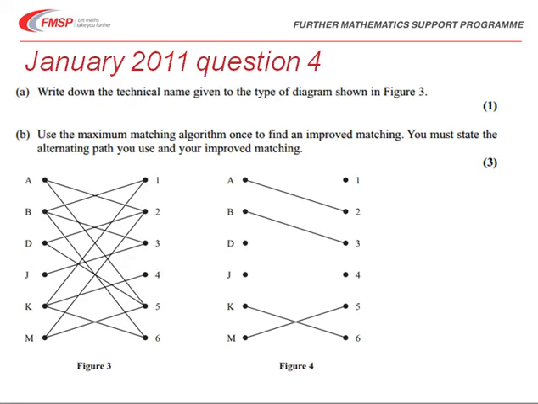Well, part A of the question says, first of all, write down the technical name for the graph that we've got in figure 3. Well, this is because it's got 2 sets of points, so this is what's called a bipartite graph.